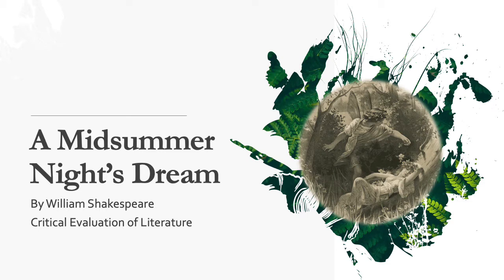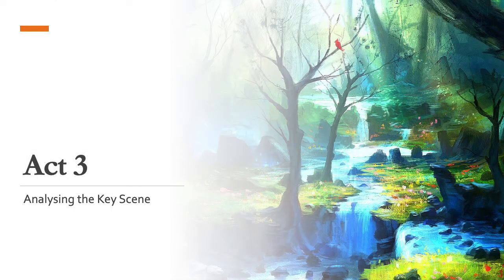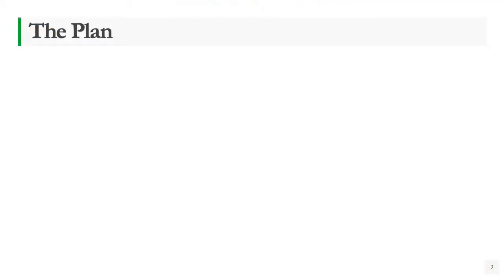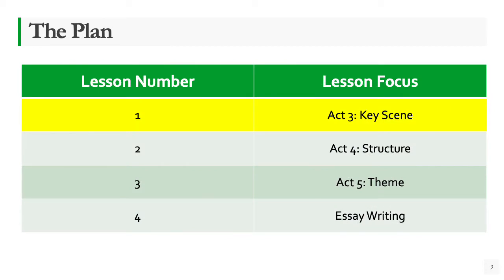Today we're going to be picking up where we left off with these lessons, so we're going to be talking in detail about Act 3 and specifically about the key scene. The plan for the next few lessons is as follows on the table. Lesson 1, that's today, we're talking about Act 3 and the key scene. Lesson 2 is Act 4 and structure. Lesson 3 is Act 5 and theme. And then lesson 4, we're going to be talking about essay writing skills and your essay on A Midsummer Night's Dream.